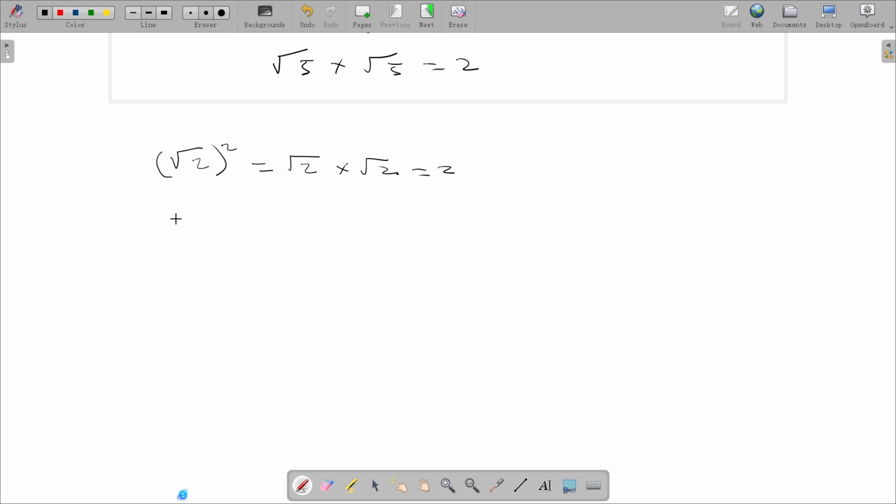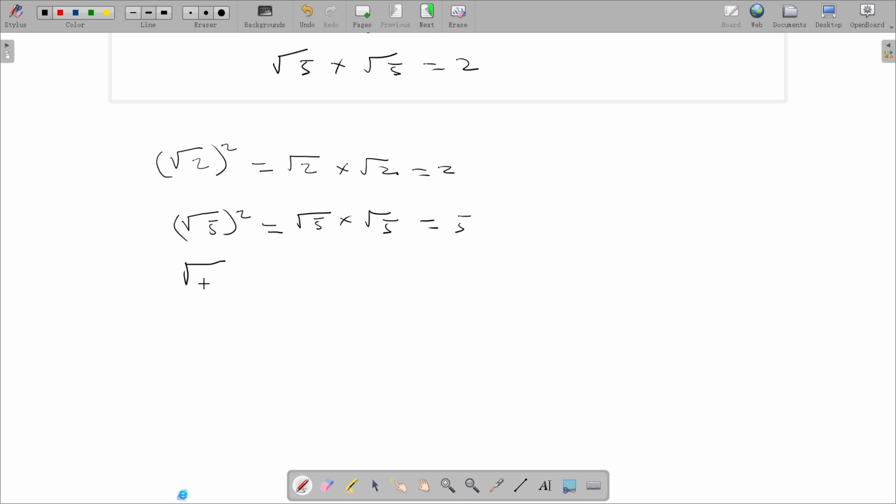Let's try and find out square root of 5 squared. Don't forget, we put the 2, this square, outside the bracket because it affects both the number and the square root sign. So, this is the same as square root of 5 times square root of 5, and it will give us the original number. That's it. Let's extend our knowledge further.